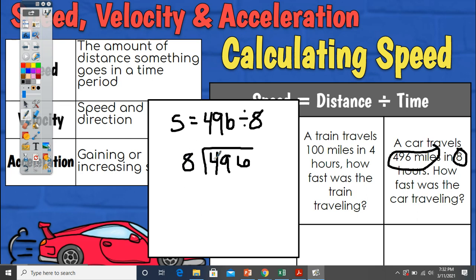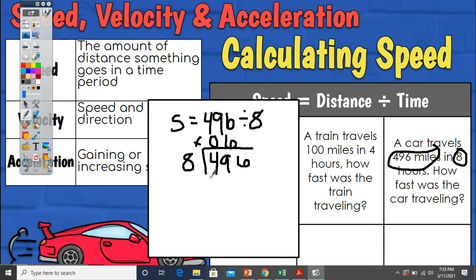8 goes into 4 how many times? 0. So now I'm going to move over to my 49. How many times does 8 go into 49? So we can skip count to figure that out. 8, 16, 24, 32, 40, 48, and if I go another, I'll get 56. So I have 6 fingers up, so it goes in 6 times.